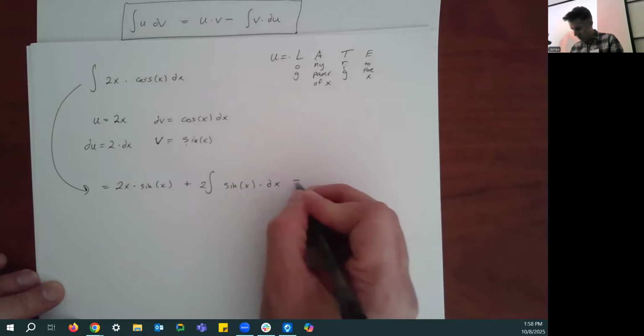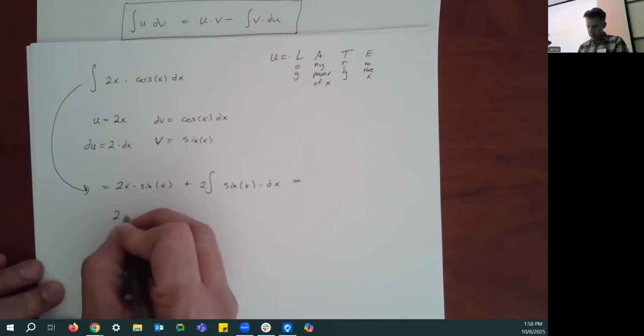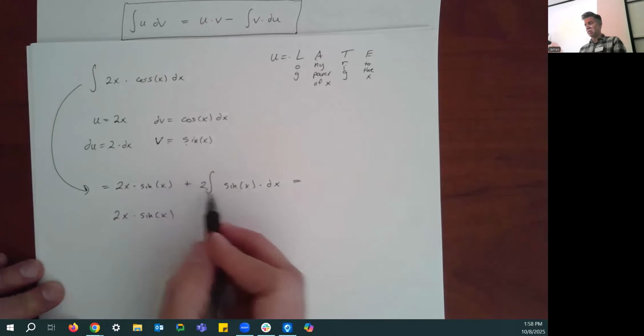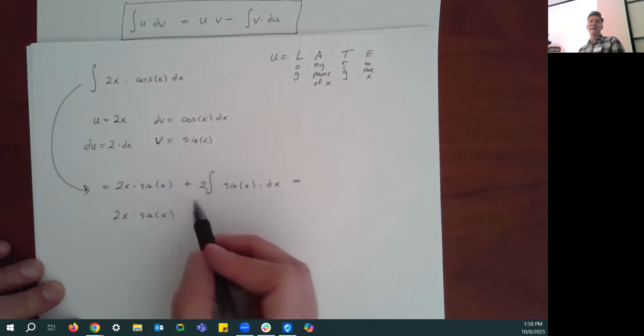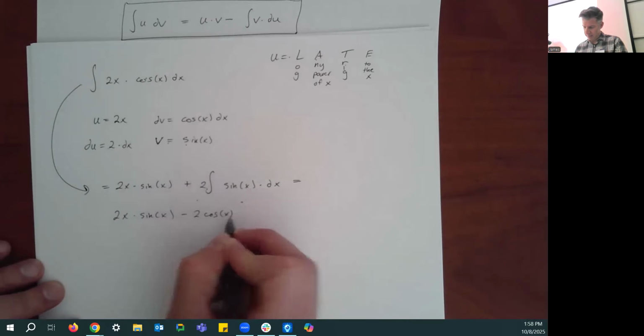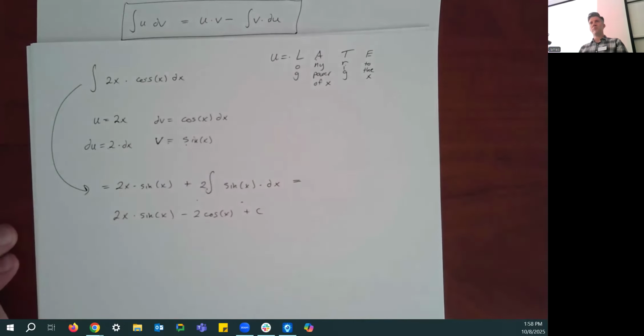So then we can continue on and say, great, our answer is 2x times sine of x plus 2 times the integral of sine, which is plus 2 times negative cosine, which is minus 2 times cosine of x, instead of writing plus 2 times negative cosine of x. That's our answer.